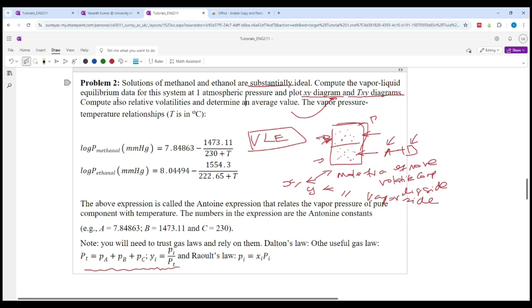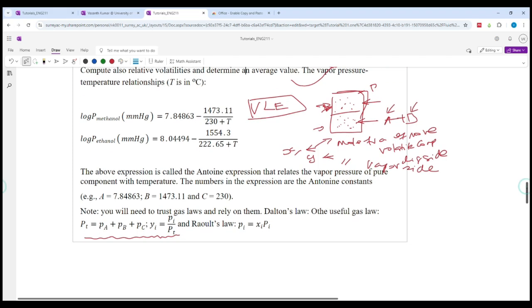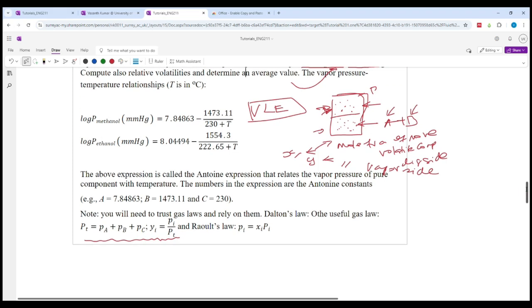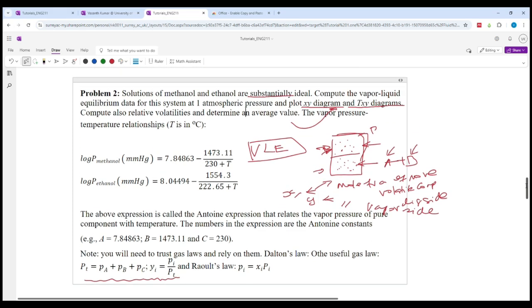This is something we didn't cover in the lecture, but it's very easy to define here. So when we are solving the problem, we can also learn how to define the so-called relative volatility and how to get these values, an average value, over a range of temperature.